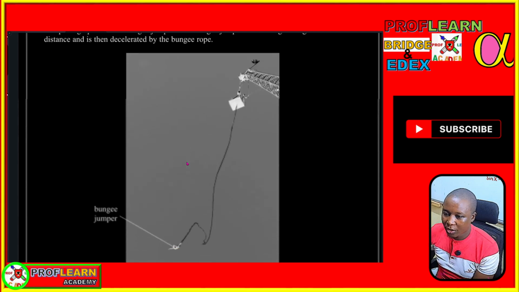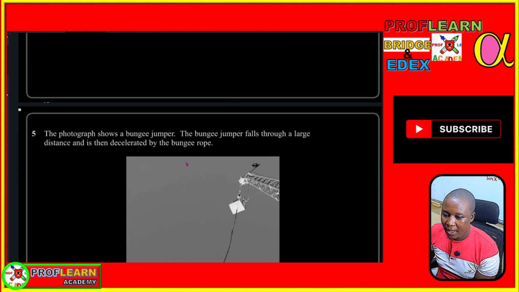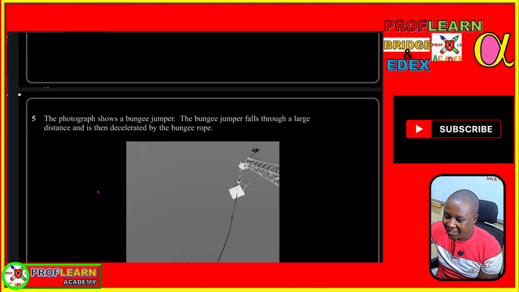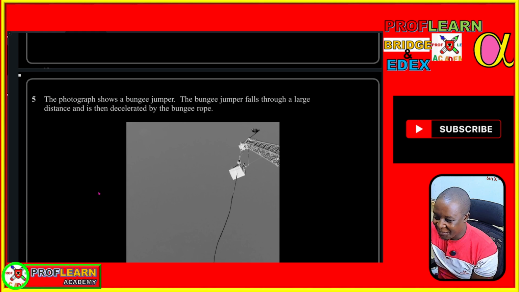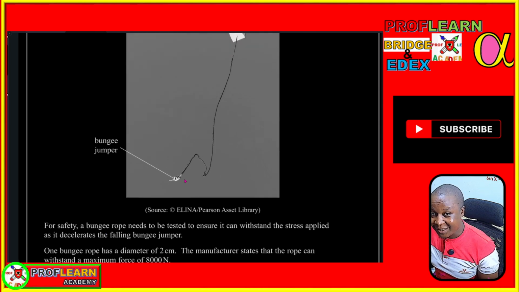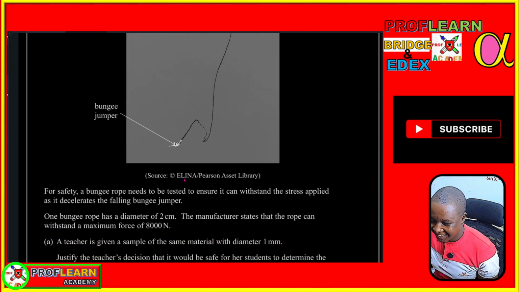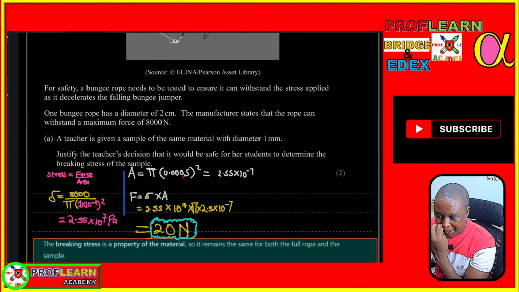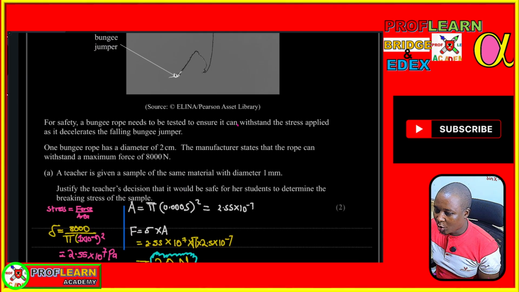So basically that's what we are going to do, and we have question number 5, which is the last question in this discussion. We are going to look at the photograph that shows the bungee jumper. The bungee jumper falls through a large distance and then is decelerated by the bungee rope. I don't know whether you have ever had this experience. I had it once, I never tried it again. The safety bungee rope needs to be tested to ensure that it withstands the stress applied to it as it decelerates the falling bungee jumper.